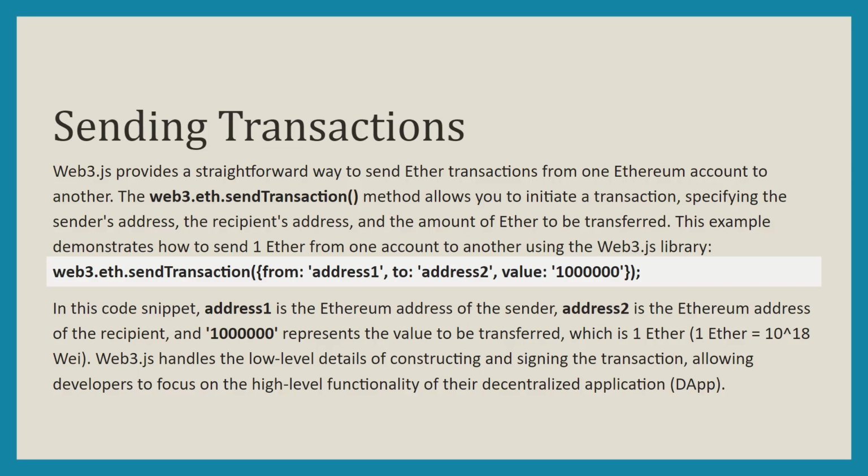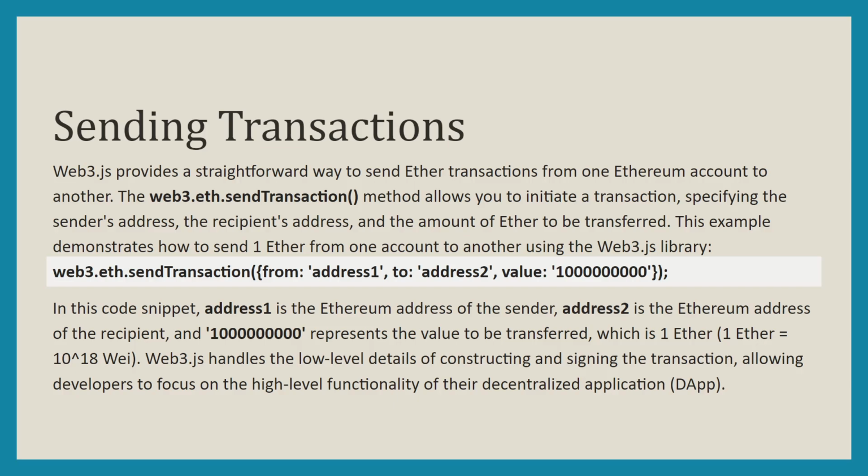This method allows you to initiate a transaction specifying the sender's address, the recipient's address, and the amount of Ether to be transferred. This example demonstrates how to send one Ether from one account to another using the web3.js library. We have just taken the value of one Ether. You can put any value, you can have any addresses as long as they're legitimate addresses, right? Same web3.eth.sendTransaction, right? You're specifying from address1, from which account you want it to go, to address2, to which account you want it to go, right? Then you specify the value, and the value I've specified as 1 into 10 to the power 9. So 1 Ether is essentially 10 to the power 9 Gwei, right? So that's what I've used here.